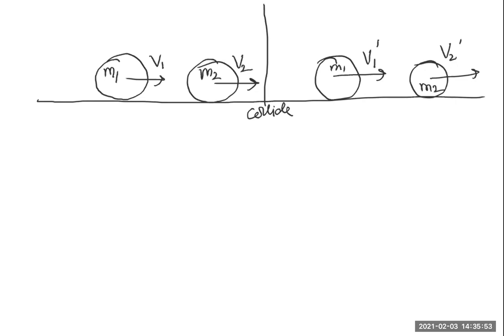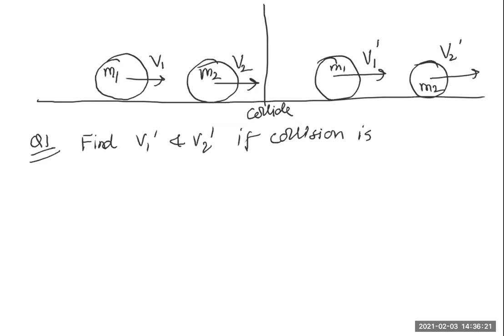I'm only talking about head-on collisions. I want you to do this now. This is what we did in the last question. The last question was actually set up for this only. Find v1 prime and v2 prime if the collision is elastic.